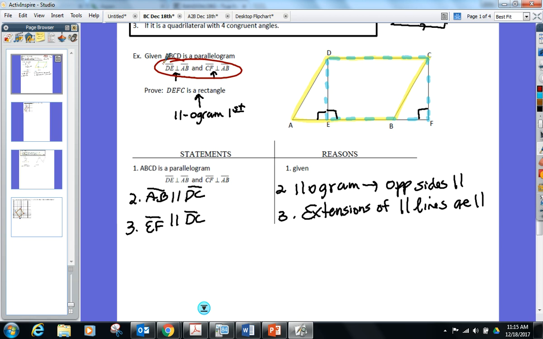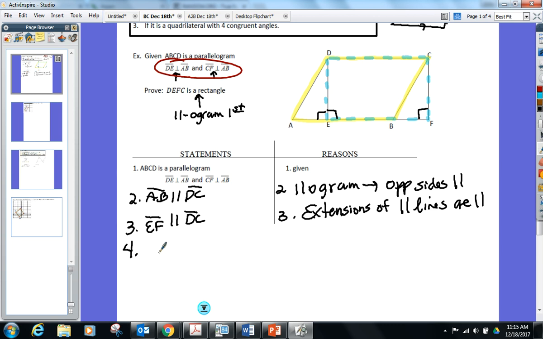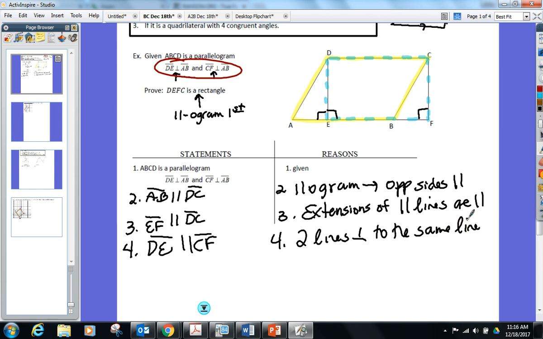Ooh, boy, we better know that theorem. They're not perpendicular to each other. Look at the darn thing, guys. DE and CF: two lines perpendicular to the same line are parallel. DE parallel to CF, yep. Two lines perpendicular to the same line are parallel to each other.